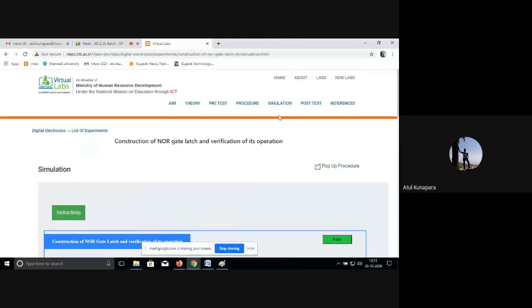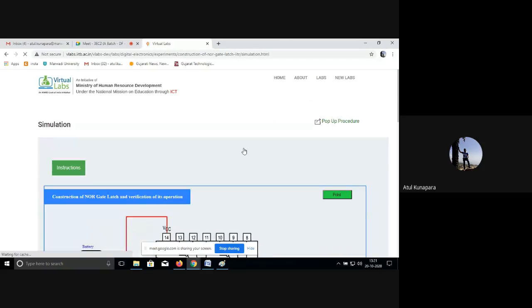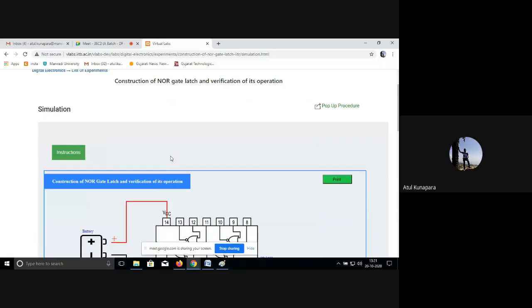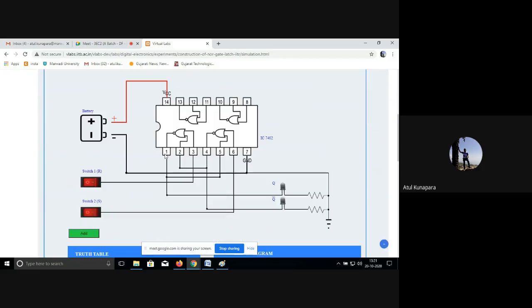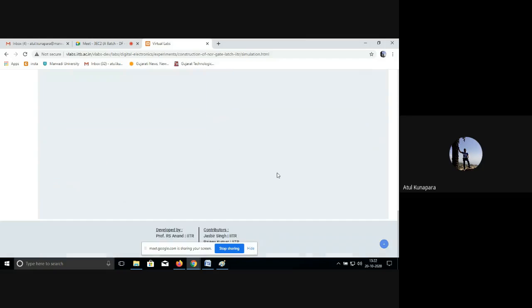So in simulation, when you click on the simulation tab, it will directly open this page. Here there are no other options because we are only talking about one latch. It is based on construction using a NOR latch. So I can connect the battery, and there are two NOR gates taken here. Let me remove the connection of the battery, and reset this condition.